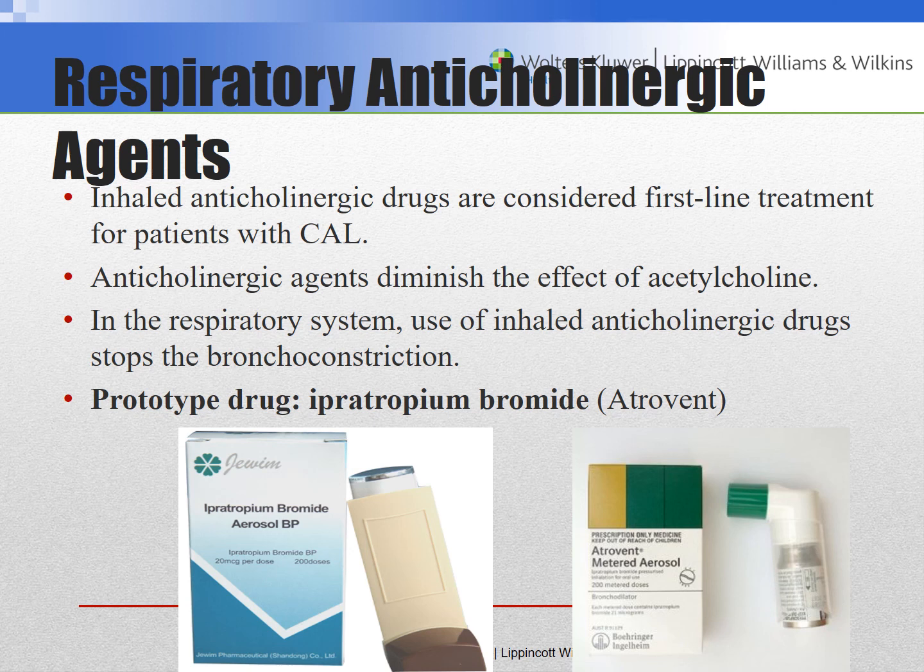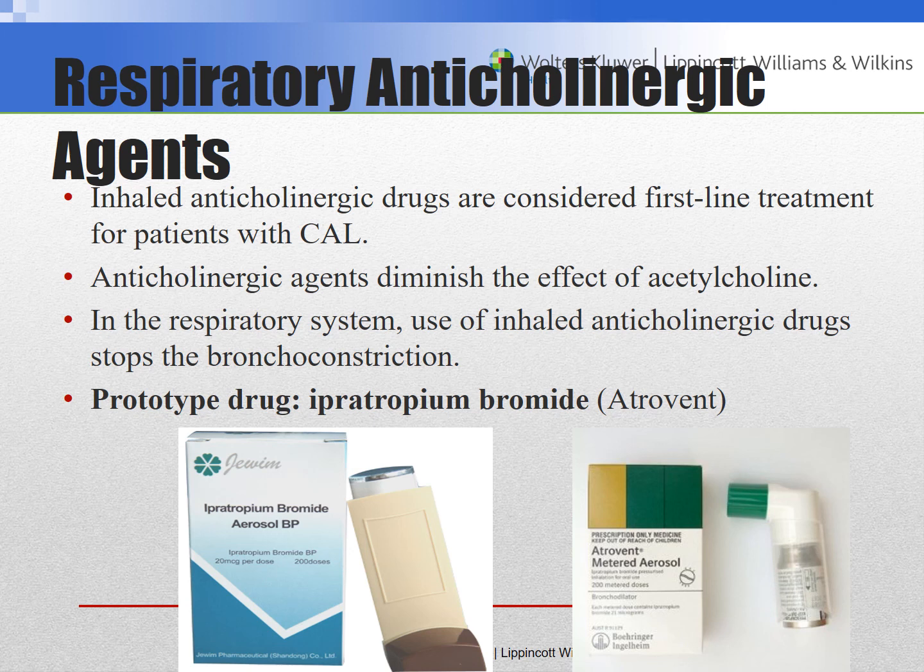Okay, and talking about respiratory anticholinergic agents. Inhaled anticholinergic drugs are considered first-line treatment for patients with CAL. Anticholinergic agents diminish the effect of acetylcholine, and they have an effect on the vagus nerve. When you think about your cholinergic receptors, they will cause a constriction of lung tissue. So if we give an anticholinergic, that would equal out to being a relaxation of lung tissue. So that's where we're going to actually be working and improving things.